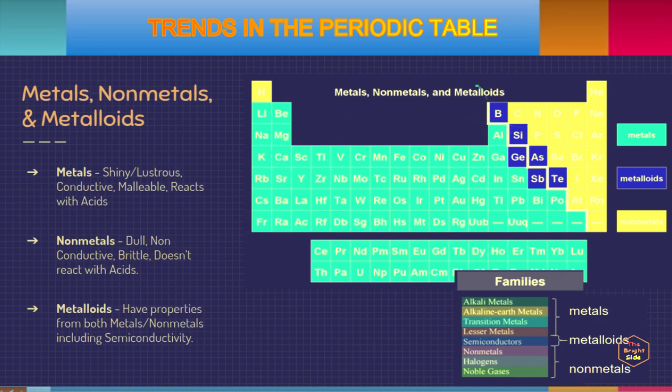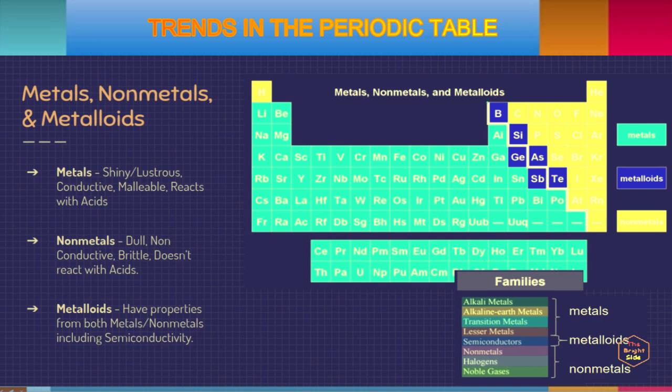The nonmetals are these yellow ones right here. These nonmetals are these metalloids, I apologize. These metalloids right here are the yellow ones. They kind of have properties of both metals and nonmetals. The blue ones are nonmetals. They're dull, non-conductive, they're brittle, and they don't react with acid.